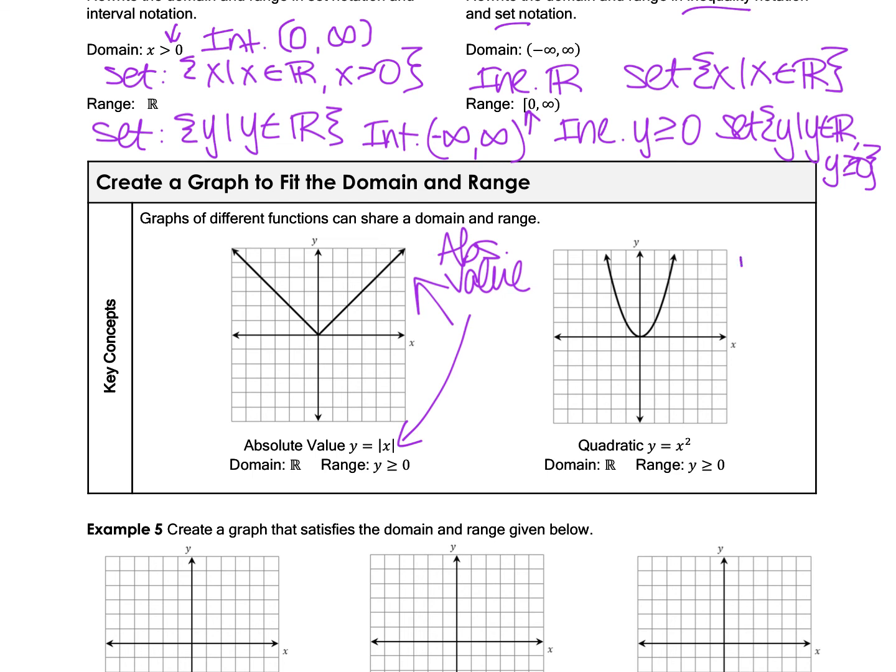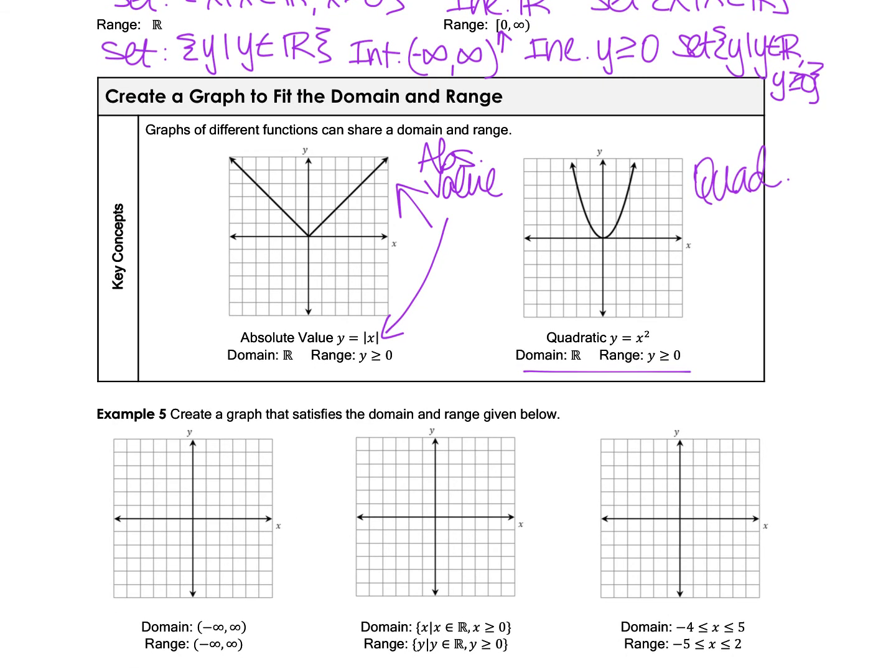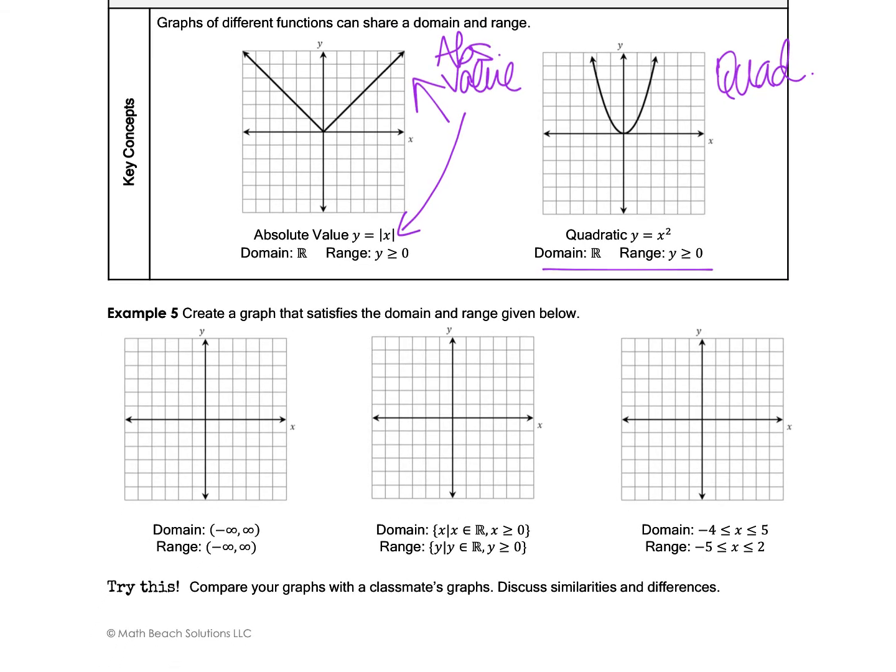Notice this one here is a quadratic because it's a parabola. It also has the same exact domain and range as the absolute value. So just because it's a different graph doesn't mean it's necessarily going to be a different domain and range. So it can look different but still have that same domain and range.